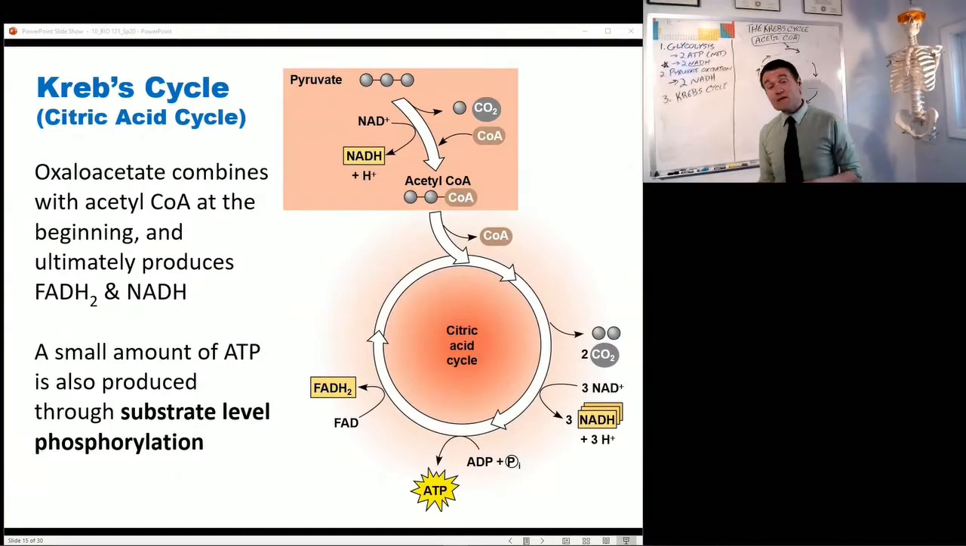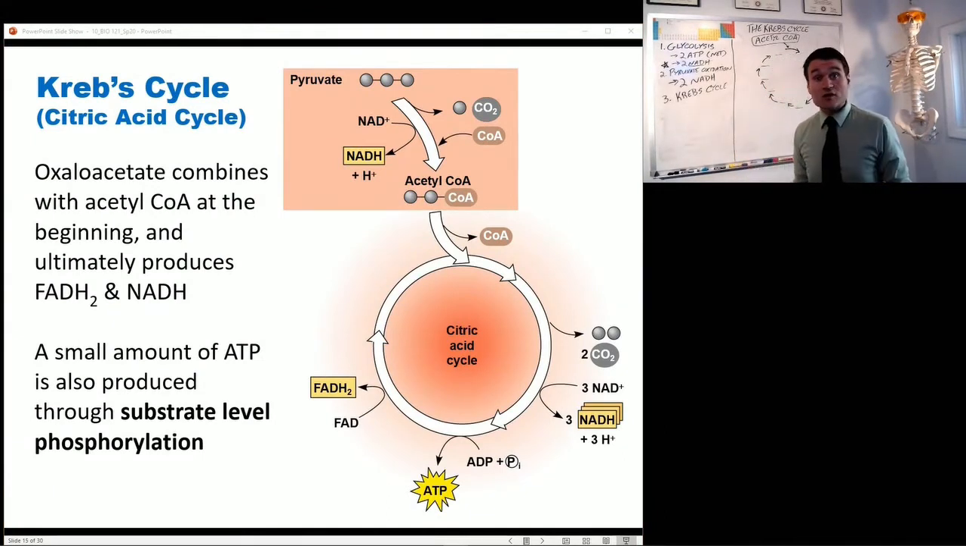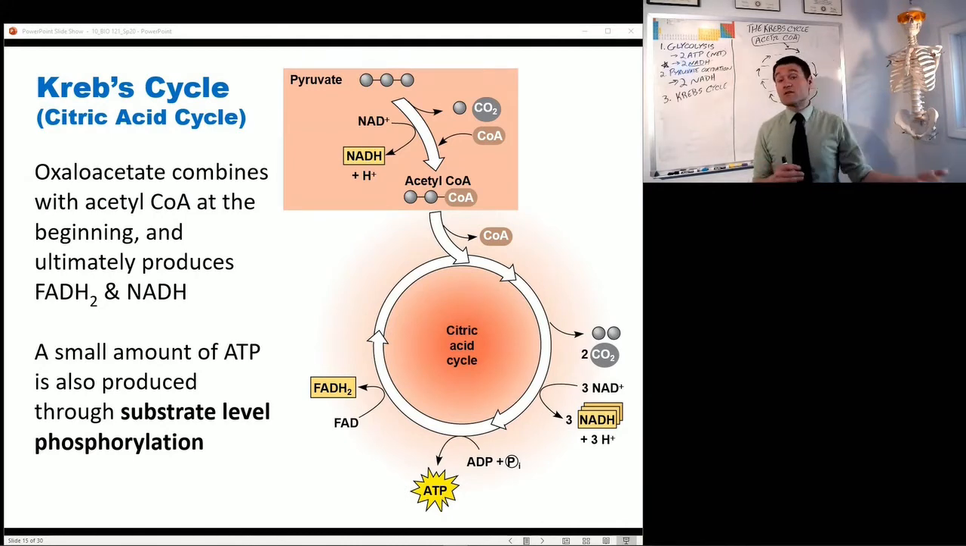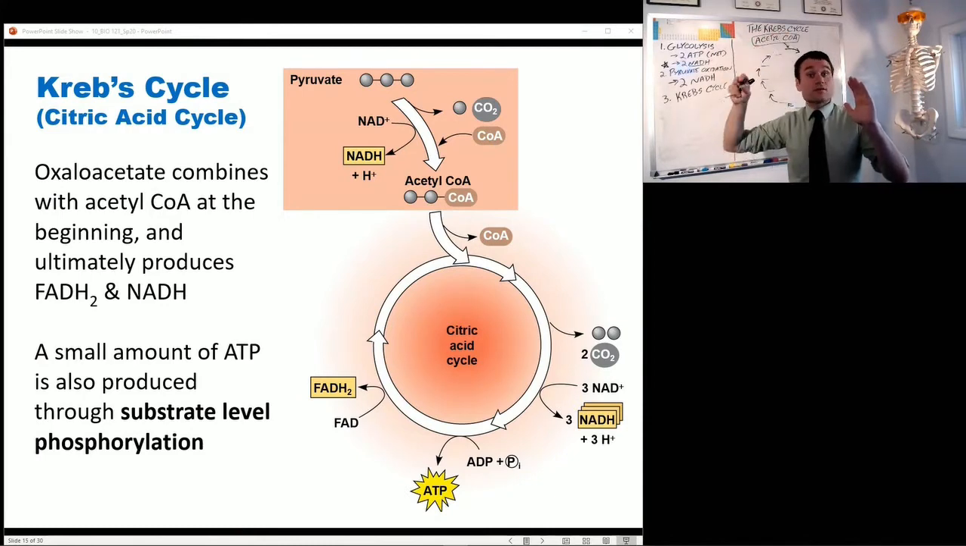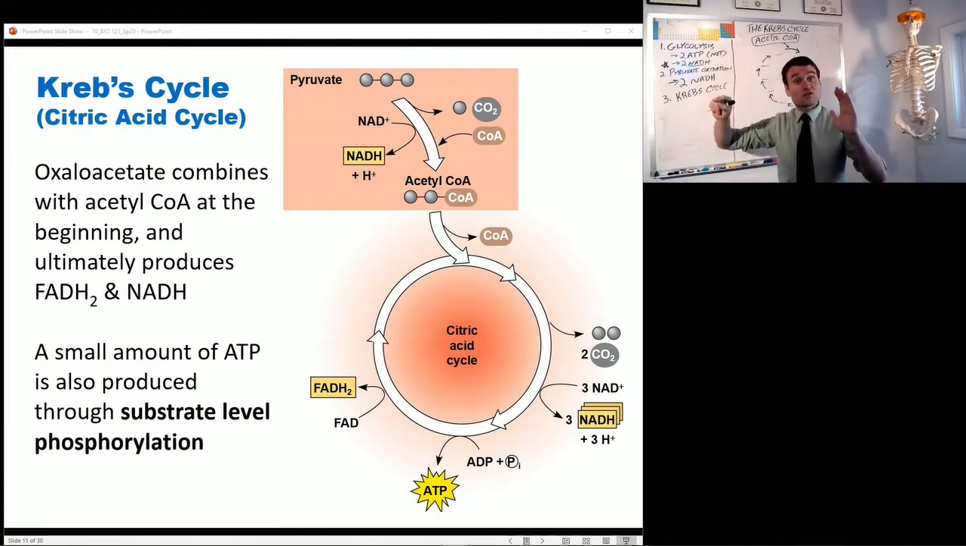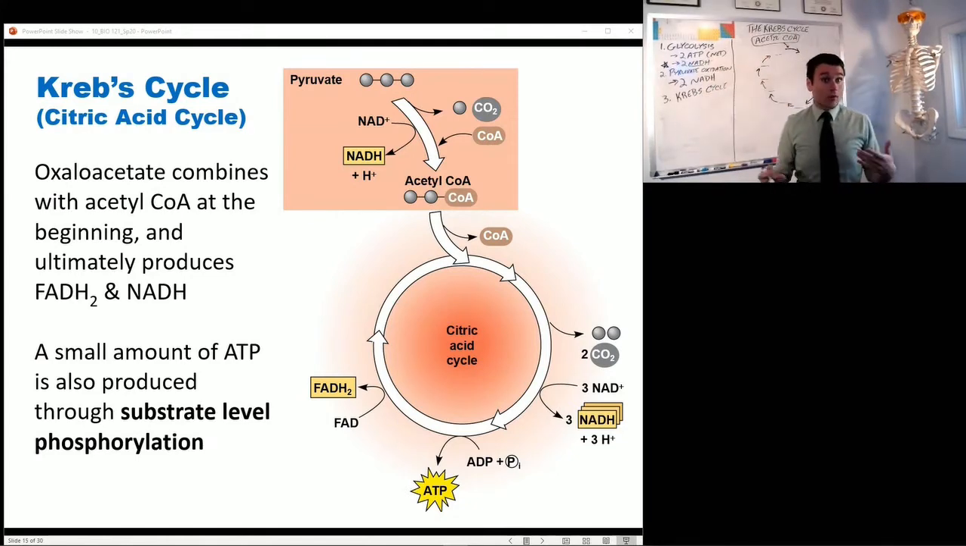Now, this slide here shows the important things in the citric acid cycle that you are going to want to know. You don't need to know every single chemical intermediate. Just like the Calvin cycle in photosynthesis, this is a metabolic cycle. So the products of one enzyme's process end up being the substrate for the next enzyme's process in the chain. And this whole cycle creates a loop. It circles back on itself. Hence why we call it the Krebs cycle or the citric acid cycle.